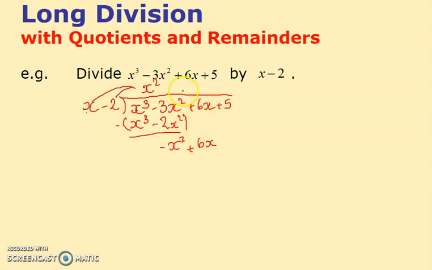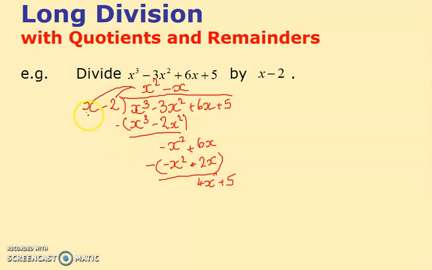Bring down my 6x. What do I times x by to get minus x squared? I reckon that's minus x. So minus x times the x is minus x squared. Minus x times minus 2 is plus 2x. Put it in a bracket to remind me to take away. And now that disappears. 6x minus a plus 2x, I reckon that's 4x plus 5.